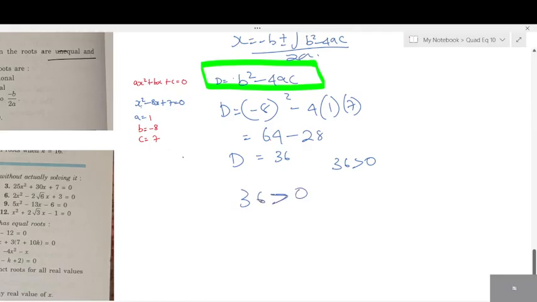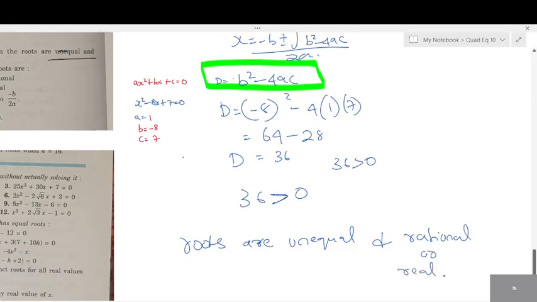Once you get 36, is it a perfect square or not? Is it a perfect square number? 6 square, right? So the answer is, what is given in the textbook? Roots are unequal. They are not equal. They are greater than 0. So it is unequal and rational or irrational? 36 is a rational number. Rational, or you can write real roots.